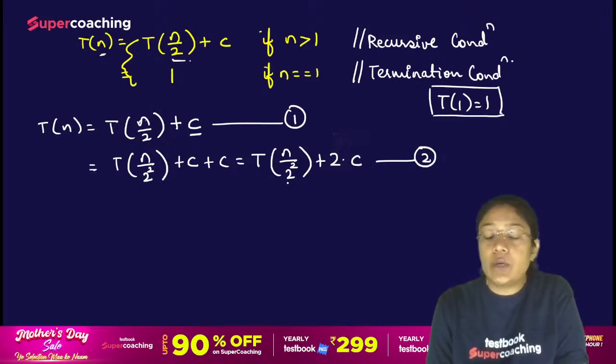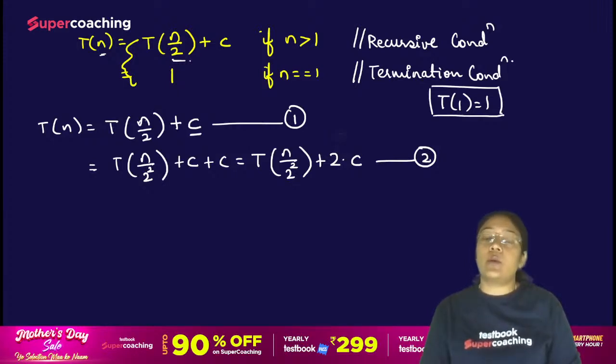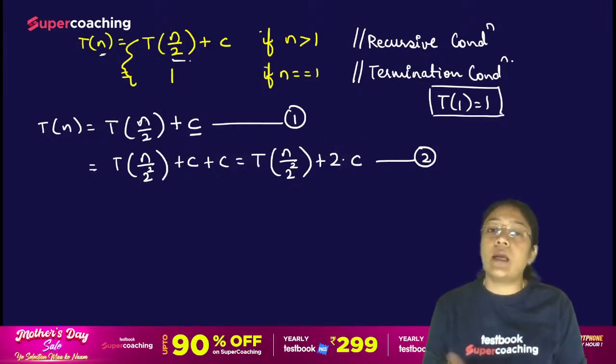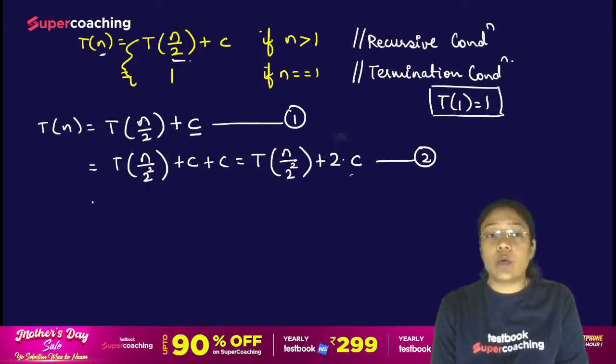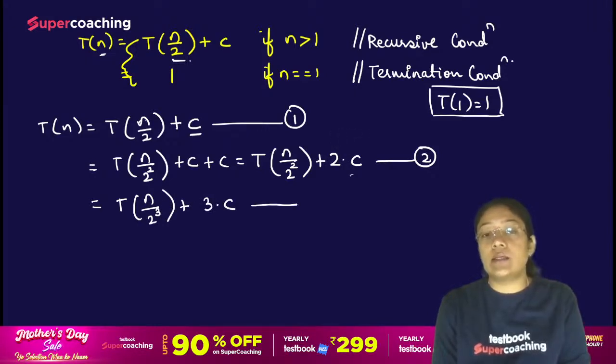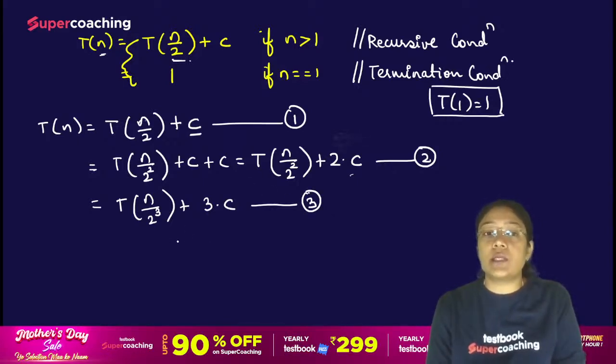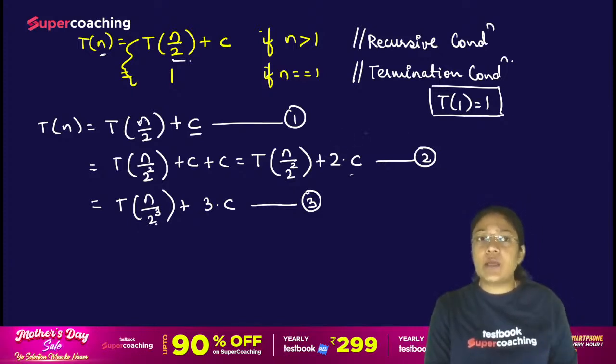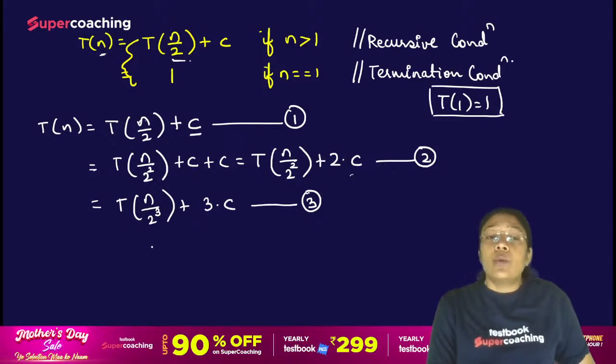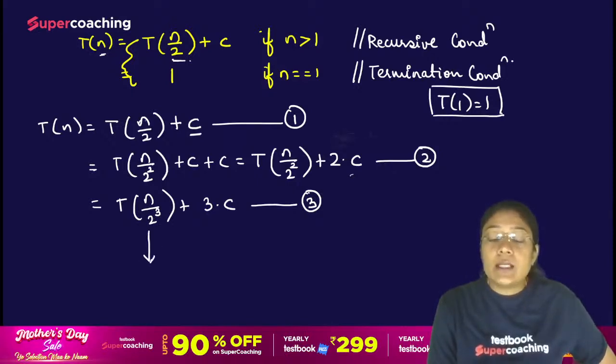Similarly, when we are substituting the value of T of n by 2 square, it will be T of n by 2 cube plus C. 2C पहले आ रहा है, so it comes out to be 3C. So T of n by 2 cube plus 3 into C. This is third step. Now we do not know how many times we need to perform this step क्योंकि n by n नहीं कर सकते, n by n is 1. तो n times step repeat करेंगे? No. Let us assume that we are repeating the step for k times.